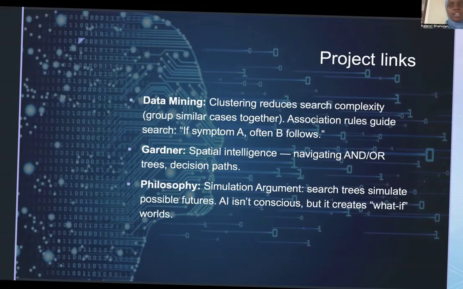Then Gardner's intelligence type will be the spatial intelligence. The philosophy will talk about what if. AIs usually are not cautious, but they usually give us the benefit of the doubt. Like they make us say, what if this happened? What if? They are more of the what if. They give us the what if worlds.